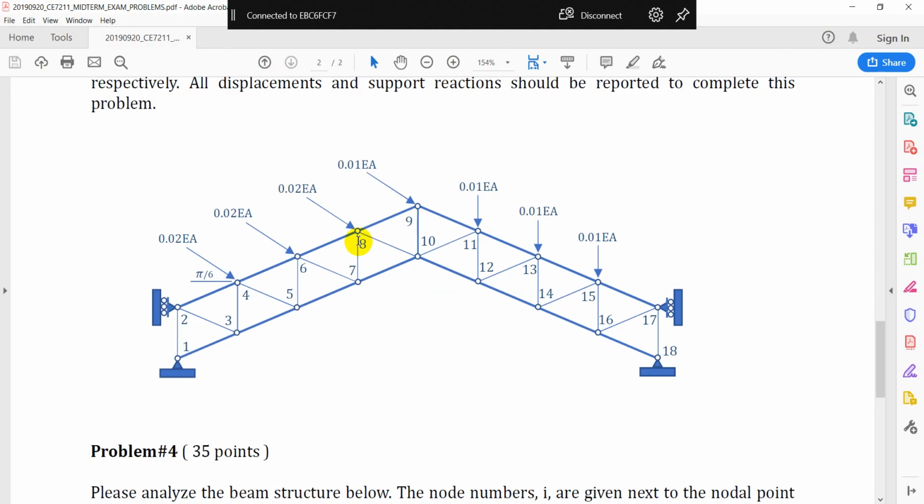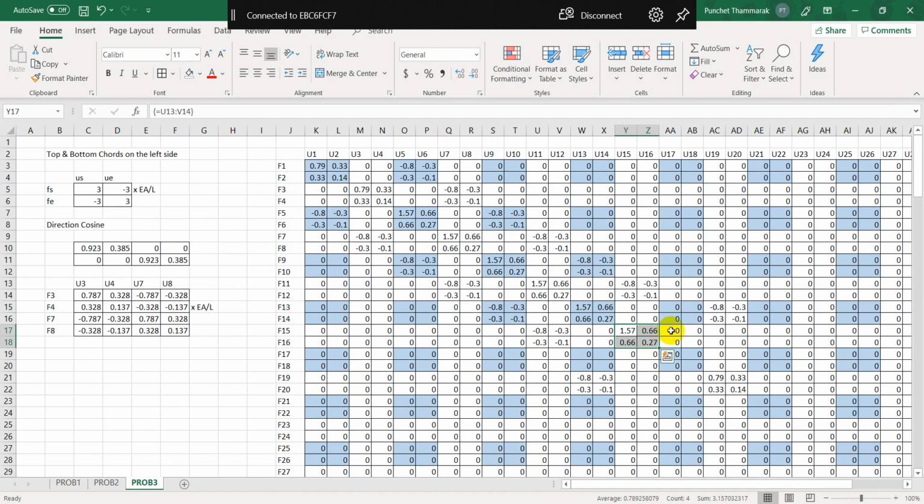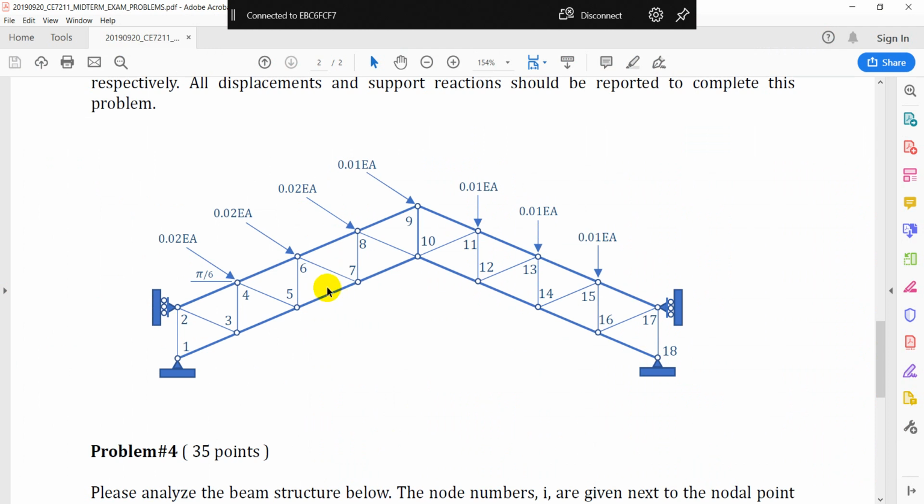So what? 15, 16, and 17, 18, right? 17, 18 is there. Yeah, just on and on and on. That's it. Done for top and bottom chord here. Right. We move forward to the top and bottom chord on the right hand side.